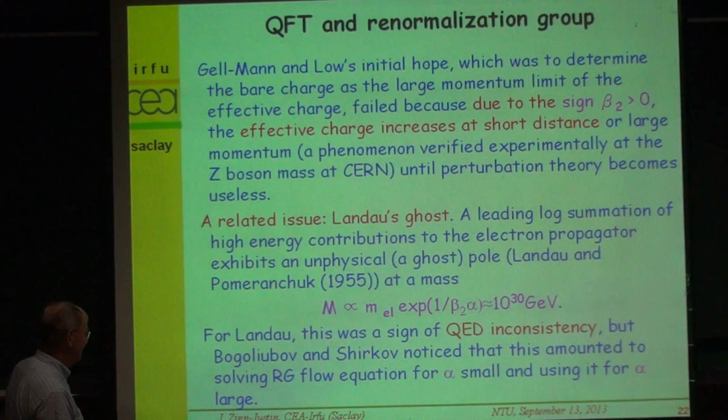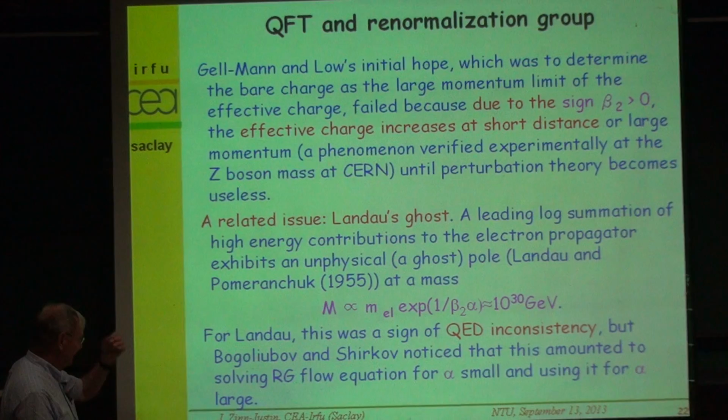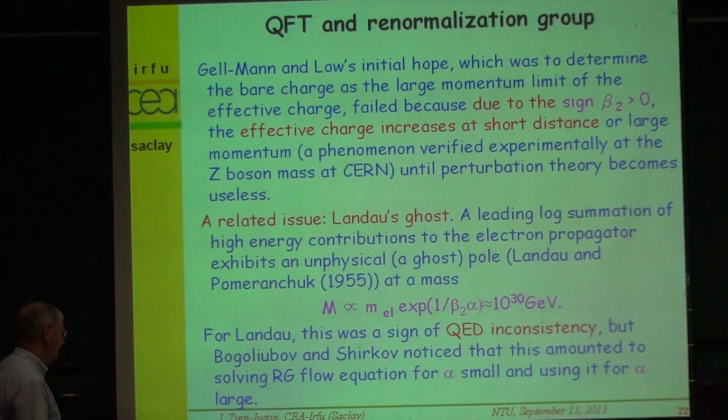For Landau, this was a sign that QED is inconsistent and that it should be rejected in some way. Except that you realize that this scale tends to 10 to the 30 GeV, and therefore nobody has ever been really impressed by a singularity at a mass which is larger than the Planck scale. Also, Bogoliubov and Shirkov noticed that this amounts to solving the renormalization group flow equation for alpha small and using it for alpha large. But I think that this point is mathematically correct. Nevertheless, Landau's argument is what we believe to be true, that indeed QED is inconsistent, but it's inconsistent at a scale which is not a physical obstacle, really, because it's far beyond what we need.